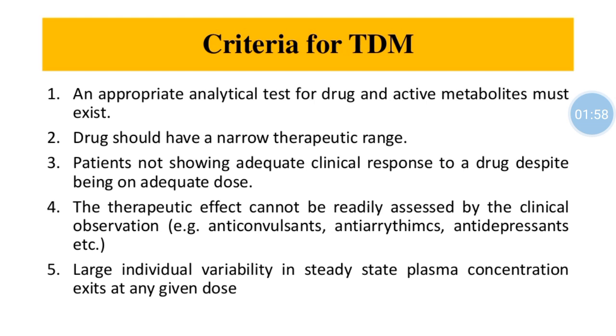Then third, the patient is not showing adequate clinical response to a drug despite being given an adequate dose, meaning a patient does not produce a response even though he is given the drug at an adequate dose. So in that case also we can do therapeutic drug monitoring. Then fourth, the therapeutic effect cannot be readily assessed. Assessed means checked by clinical observations, for example with anticonvulsants, antiarrhythmics and antidepressants. So these drugs generally act on your heart and your brain.